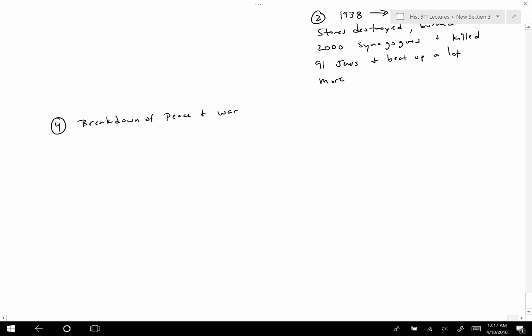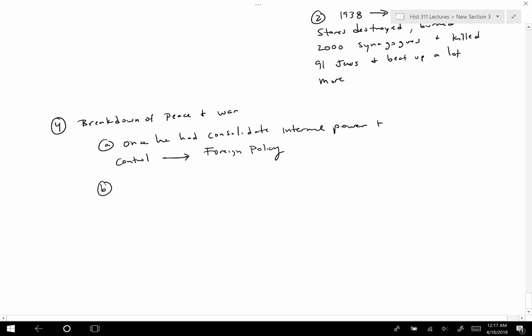Because once he had consolidated, we'll say, internal power and control, then he moved to looking at, we'll say, foreign policy, which was based on some of the promises he had made. So one of them was basically ending the Versailles Treaty. And in 1935, Hitler declared that they were no longer bound by the Versailles Treaty.